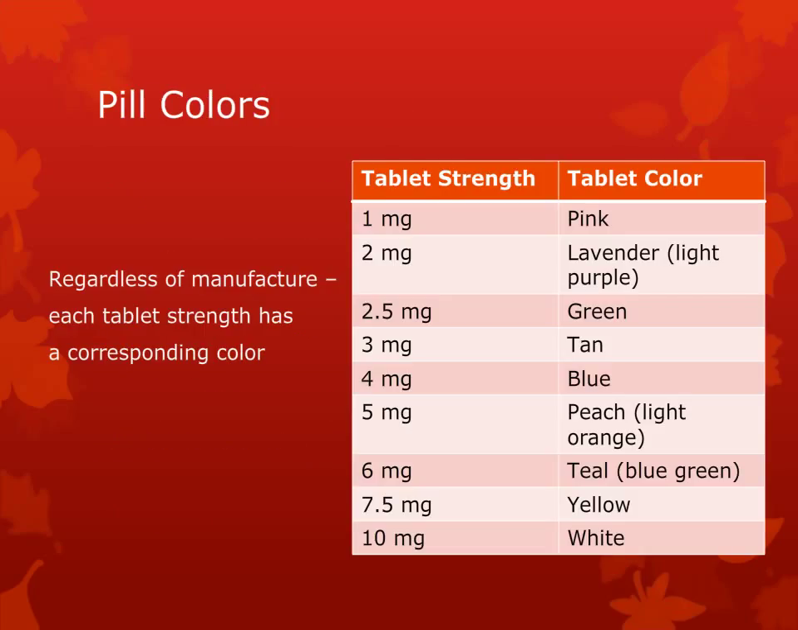Pill colors. Regardless of manufacturer, each tablet strength has a corresponding color. 1 milligram is pink, 2 milligrams lavender or light purple, 2.5 green, 3 milligrams tan, 4 milligrams blue, 5 milligrams peach or light orange, 6 milligrams teal or blue-green, 7.5 milligrams yellow, 10 milligrams white.